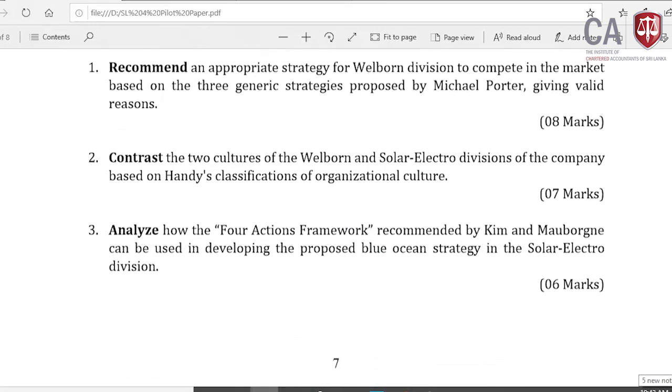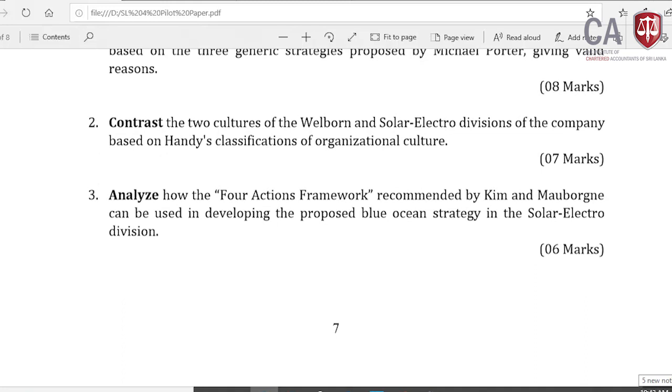Third one, analyze how the 4-action framework recommended by Kim and Mauborgne can be used in developing the proposed Blue Ocean strategy in the Solar Electro division. And again, that is based on the strategy formulation, chapter number 6, Blue Ocean strategy. Right.